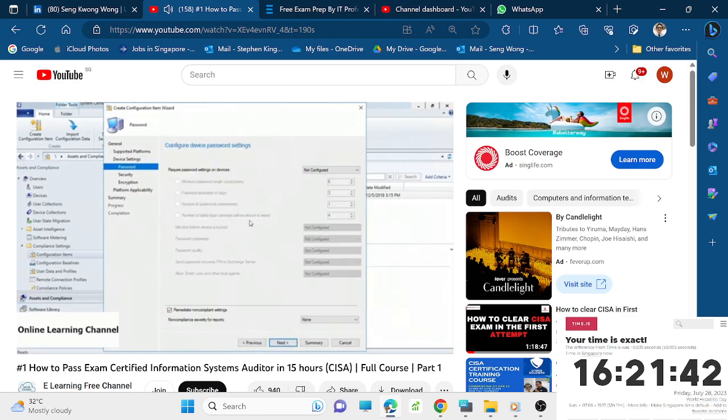So if I click Next, we're looking at password settings. So require password settings on devices. Yes, we require password settings. Minimum password length, if we're using passwords on mobile devices, let's say is 10 characters. Password expiration, let's say is every 60 days. I would do this in accordance with organizational security policies.